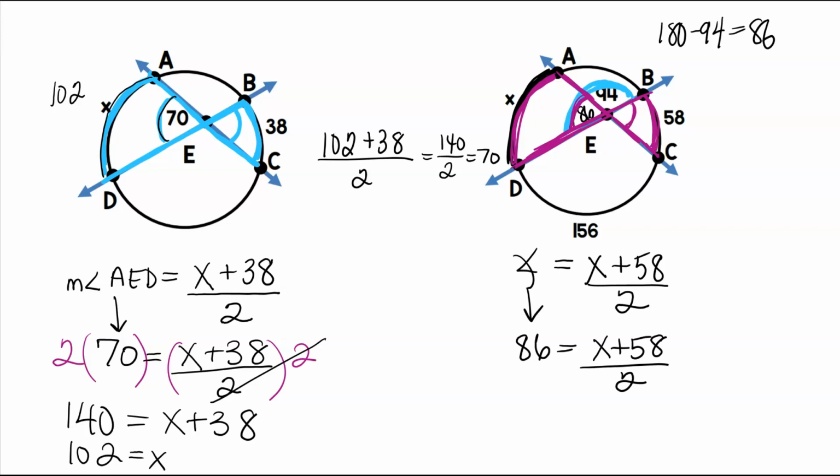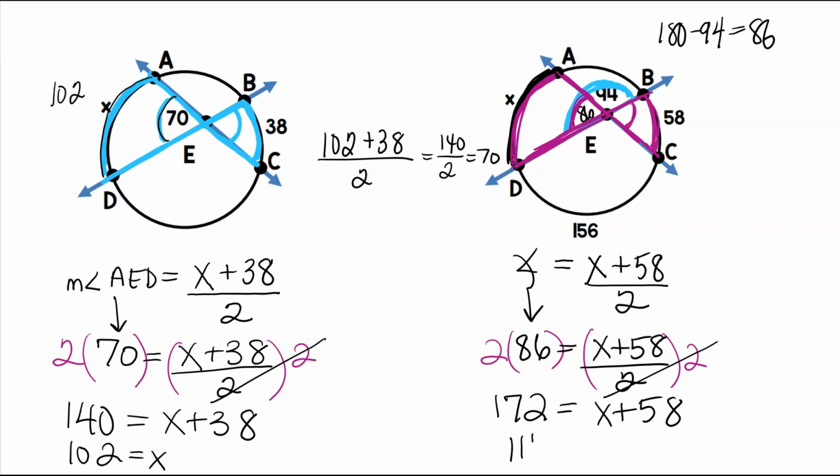Again, to get rid of that denominator of 2, let's multiply by 2. So 86 times 2 is 172 is equal to 2 divided by 2 is 1, x plus 58. Now to get x alone, you're going to subtract 58 from 172, leaving us with 114.